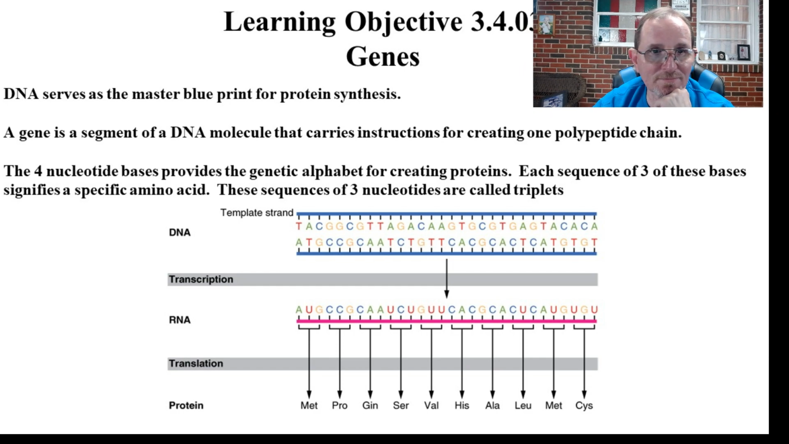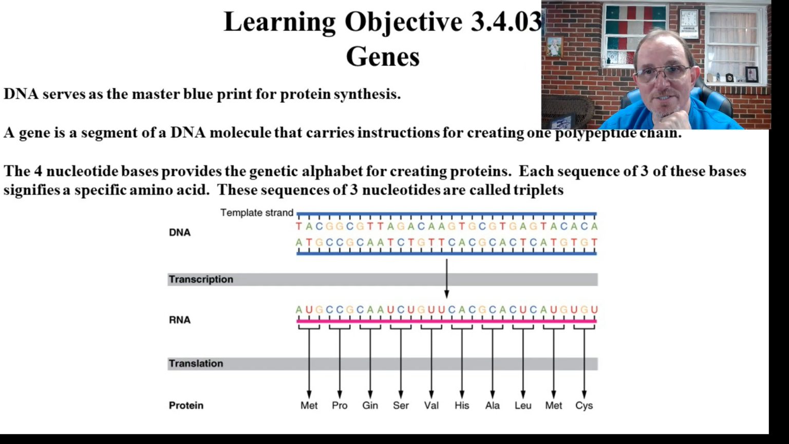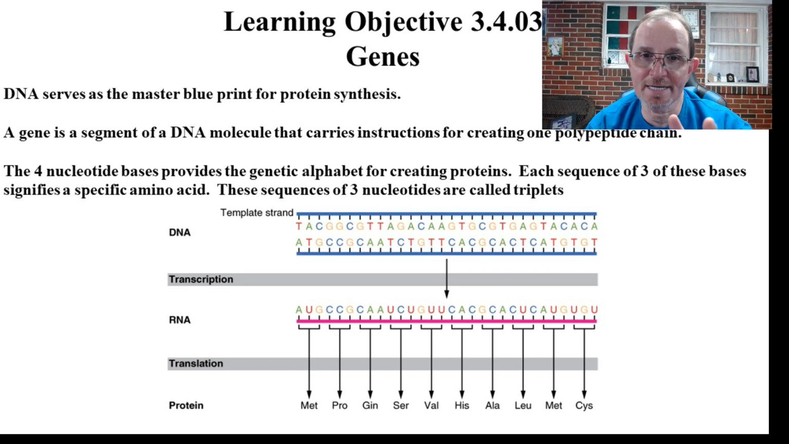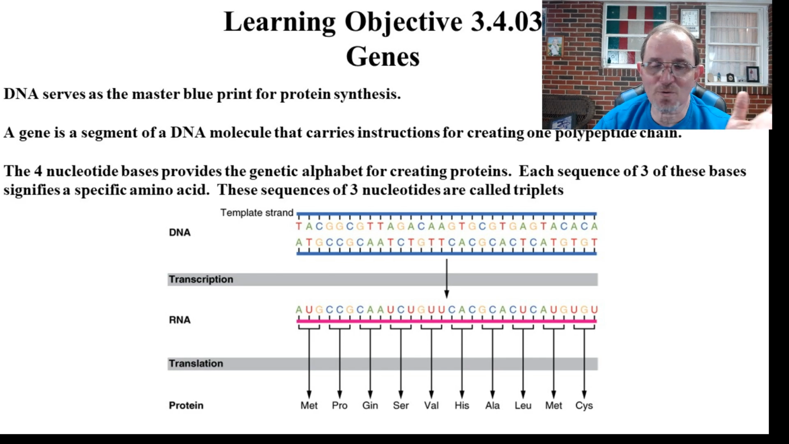Okay, genes. What is a gene? A gene is a part of the DNA that has the recipe for a protein. That's it. Not all the DNA. As a matter of fact, most of the DNA is actually just spacers. But a gene is a part of the DNA that gives you the recipe or the sequence of amino acids, and that's what makes the different proteins.